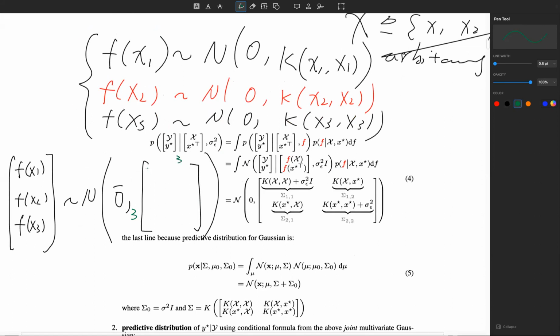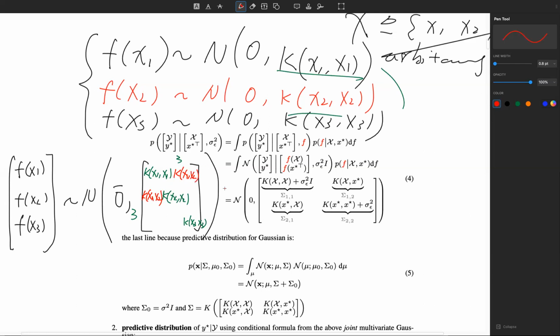This corner here will be K(x1, x1), and this must be K(x2, x2), and this K(x3, x3), because this is basically the marginal distribution. And what about this value here? K(x1, x2), and so is this one, K(x1, x2), right?